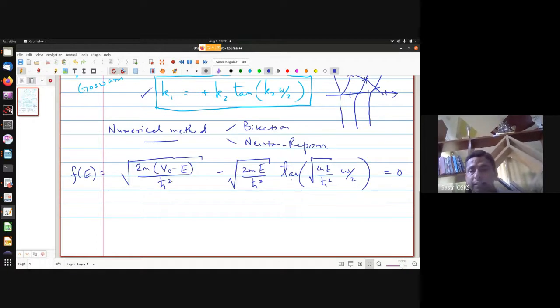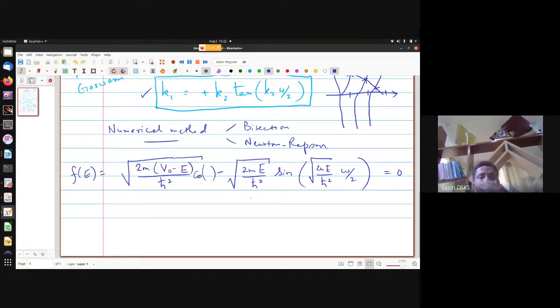And as I told you, tan is very difficult to plot. So an ideal way of doing it would be to write this tan as sine by cos. Then it becomes an easy function to plot without any problems. So you'll also get a cos function here. Okay, so this is the equation we want to solve.